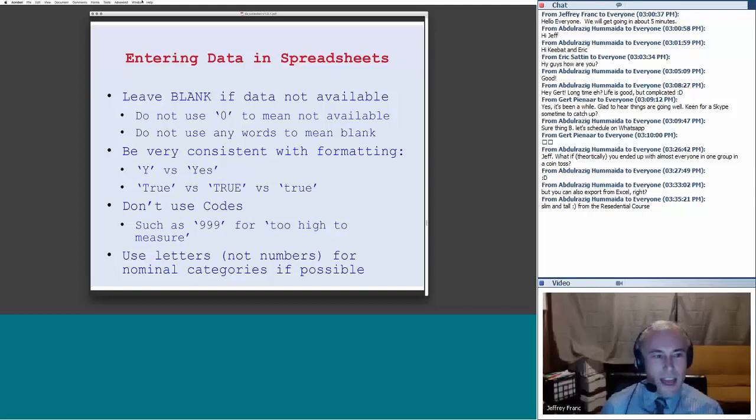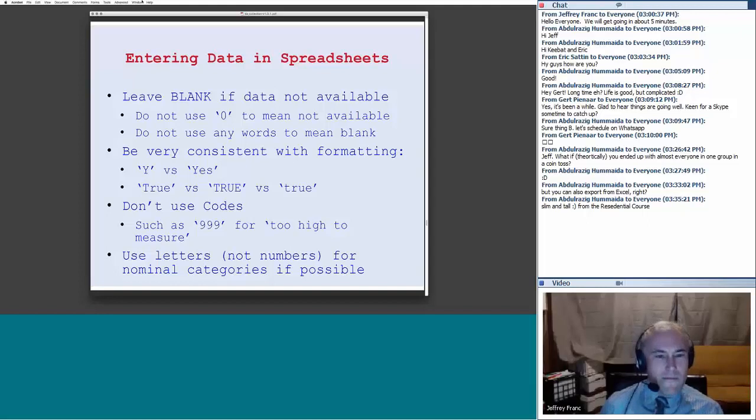Okay, and if we do that, this is again about folding the information into the data. If it's blank, then the statistics software will simply ignore it. It won't use it at all to calculate the mean or the average or the standard deviation or whatever you do. Just leave it blank.